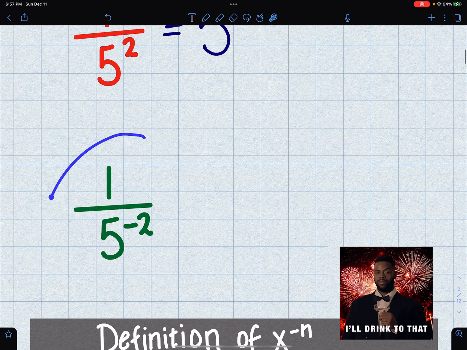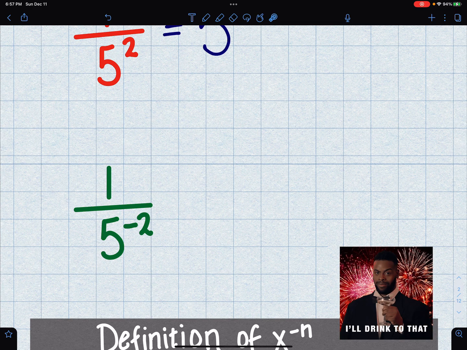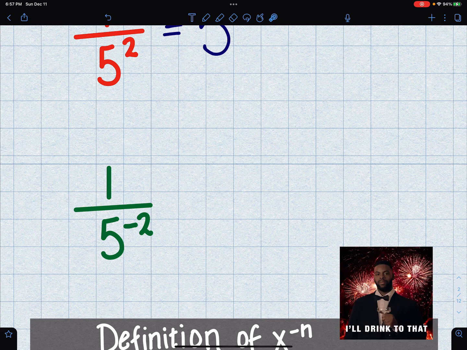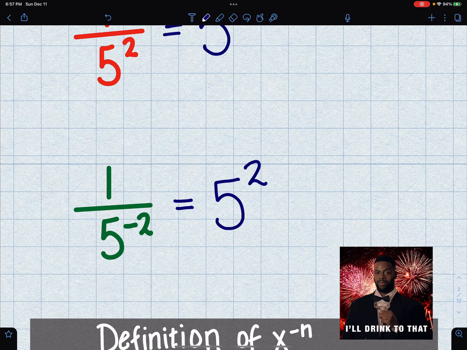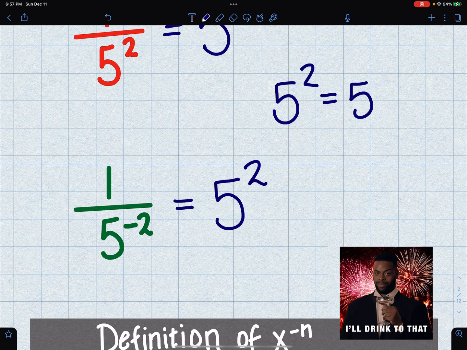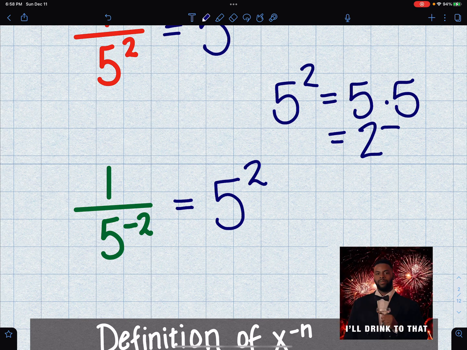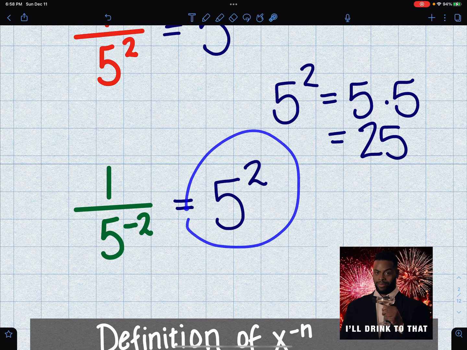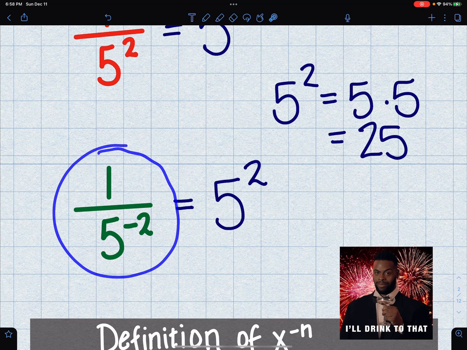Okay, what if we have something like this, and we want to write another way of saying that? This is the same thing as 5 squared. I mean, 5 squared, you're used to seeing stuff like that, right? 5 squared is the same as 5 times 5, which is the same as 25, right? But if you want to write 5 squared in a different way, it can be 1 over 5 to the negative 2 power.